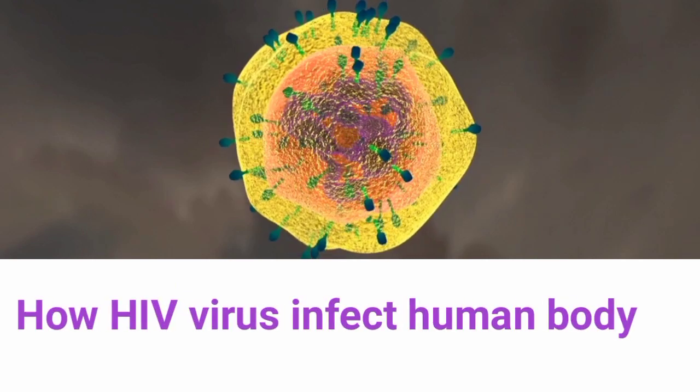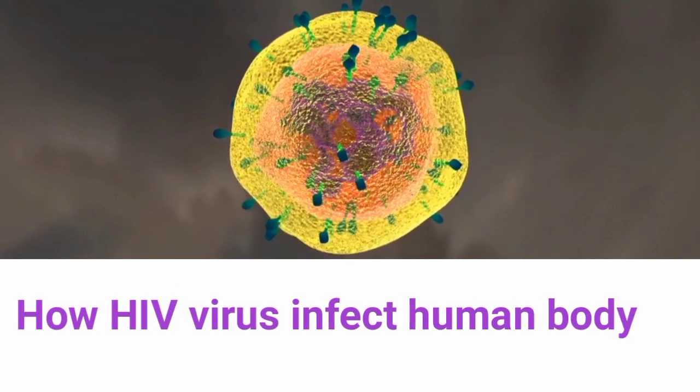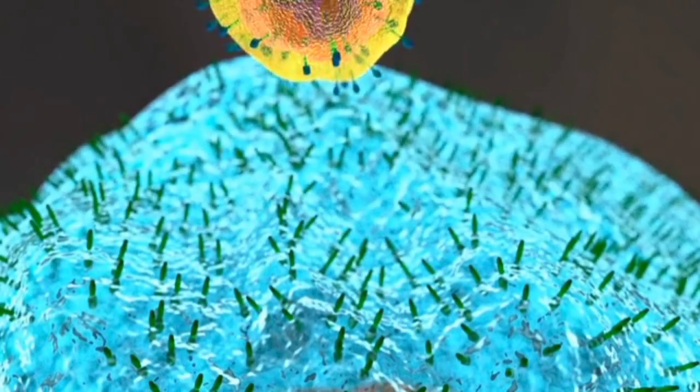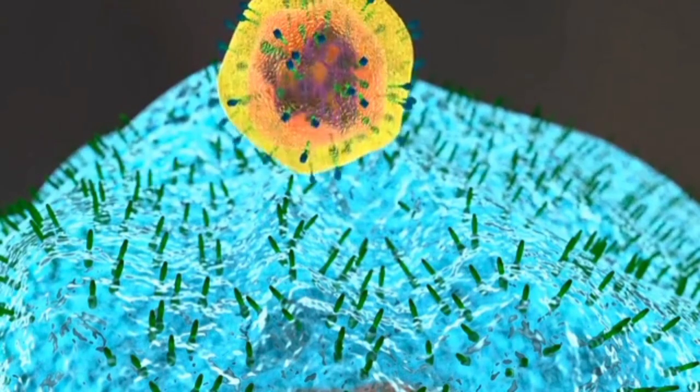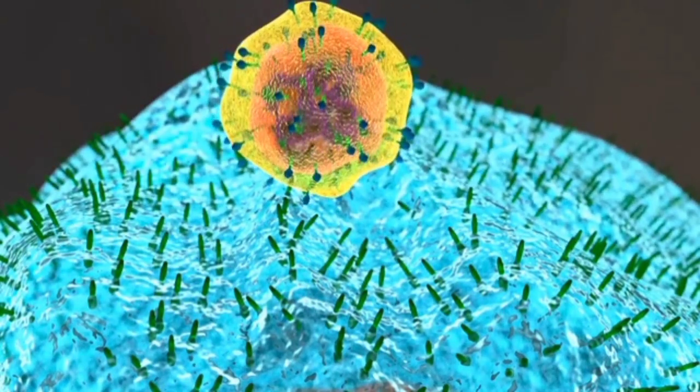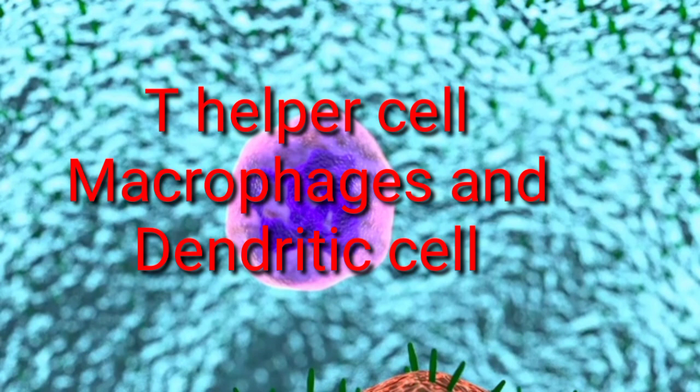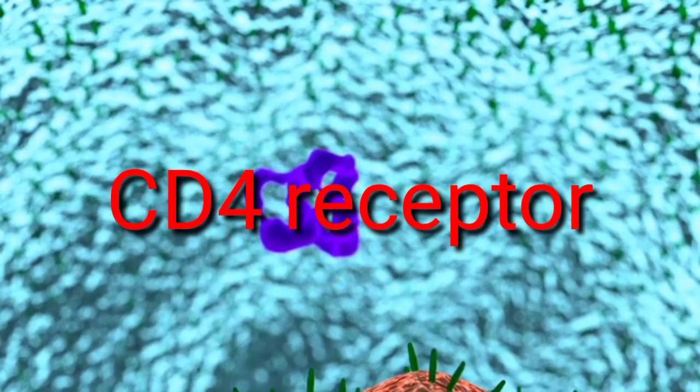Now we will see how the HIV virus infects our body. When the HIV virus goes inside the human body, it will interact with those cells to which GP120 can connect. Now, where are the receptors for GP120 present? The receptor for GP120 is present on T helper cells, macrophages, and also on dendritic cells. The name of this receptor is the CD4 receptor.